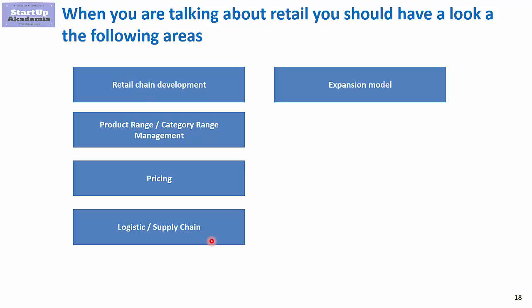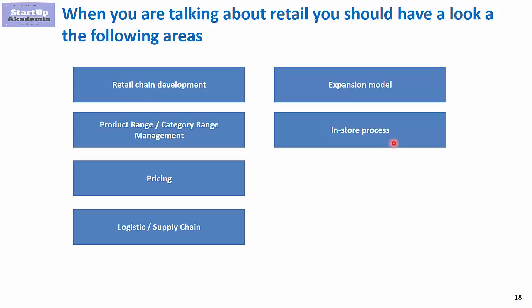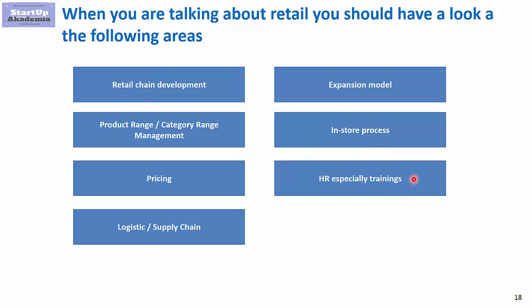Then you should also look at expansion model. So it's a little bit different than the retail chain development. In retail chain development, we basically scale what we know and we do it with the resources we've got. In expansion model, we enter new markets and we can be using new models as well. In-store processes, so a lot of your workers will be in the stores, so you should really carefully look at the processes happening there, and you can have a lot of optimization there as well. We'll show you in the next section how to actually do it. And HR, especially trainings, because you have a lot of people rotating, so you have to recruit new people and train them in order to fulfill your format.